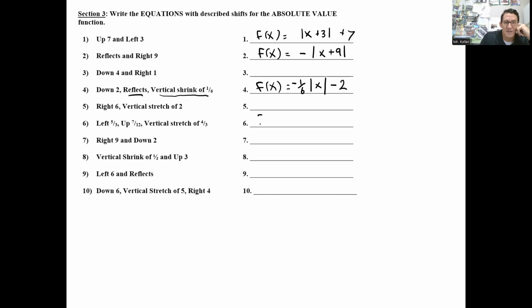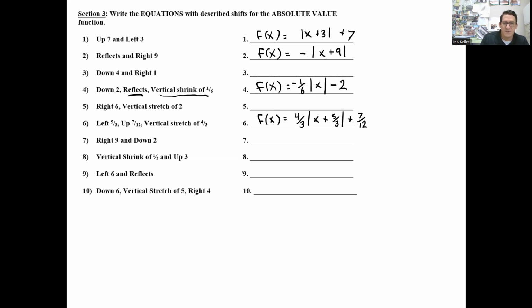Let's skip down to number 6. A lot going on there. So left 5/3, up 7/12, vertical stretch of 4/3. So the stretch, that's the multiplier that goes in front. Absolute value left 5/3. So it's going to be +5/3. And then up 7/12, so that'll be +7/12 on the outside.